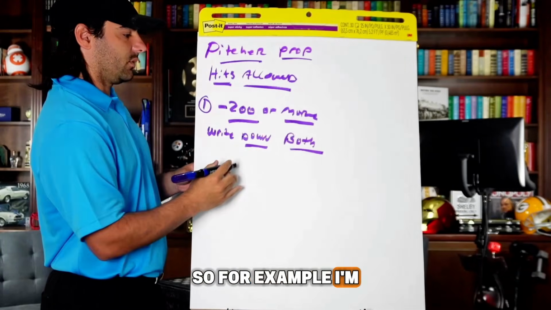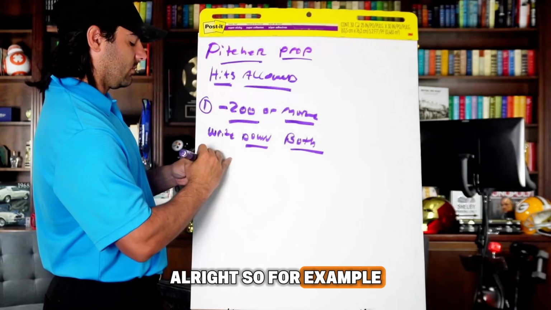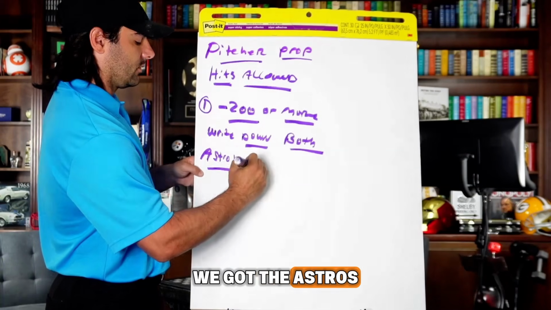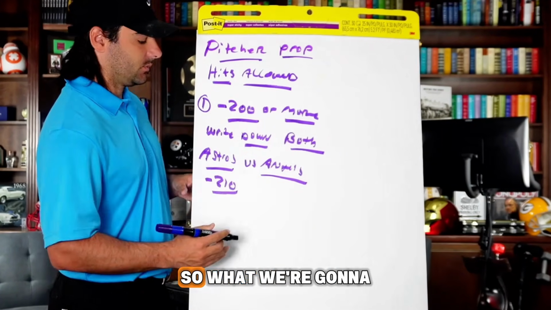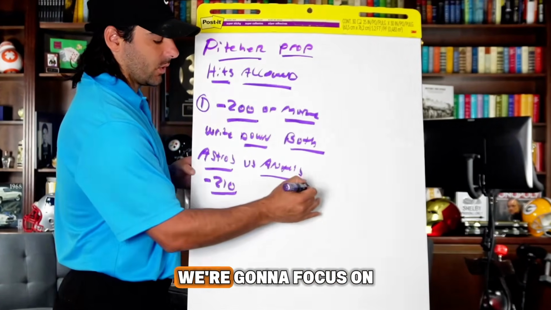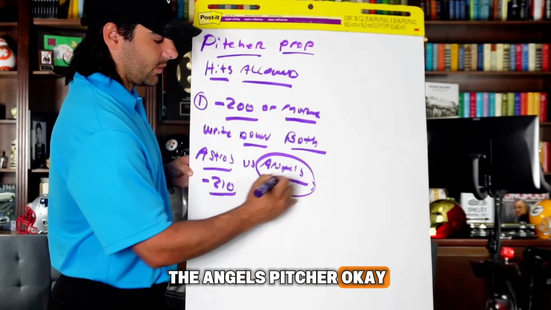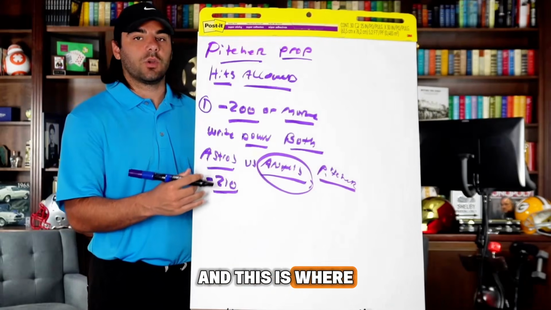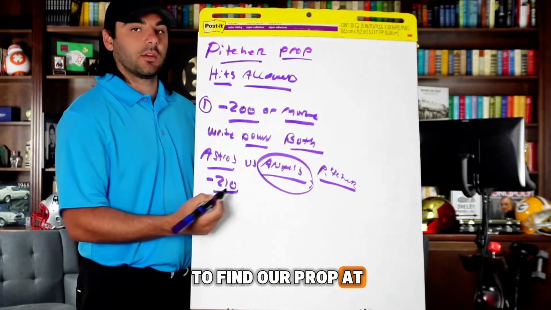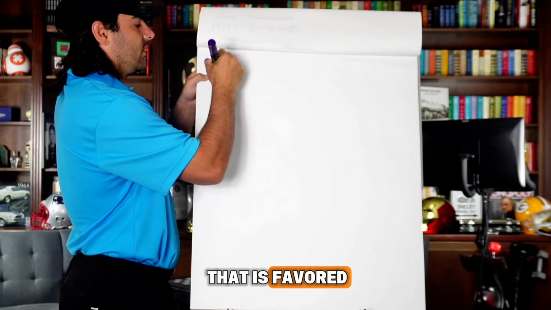So, for example, I'm going to give you guys an example in this as well. We've got the Astros going against the Angels. The Astros are minus 210. So we're going to focus on the Angels pitcher. We're going to look at the Angels pitcher, and this is where we're going to be able to find our prop.